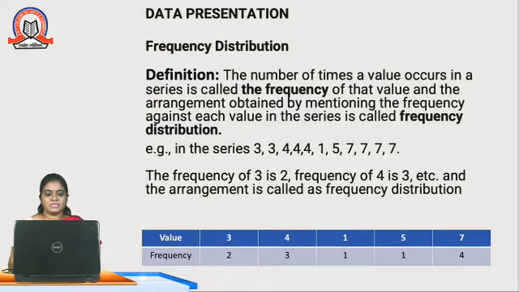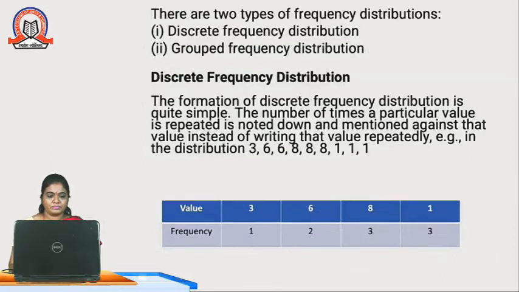The series is 3, 3, 4, 4, 4, 1, 5, 7, 7, 7, 7. Here 3 is repeated 2 times, 4 is repeated 3 times, 1 is 1 time, 5 is 1 time, 7 is 4 times. So the numbers 2, 3, 1, 1, 4 are the frequencies.